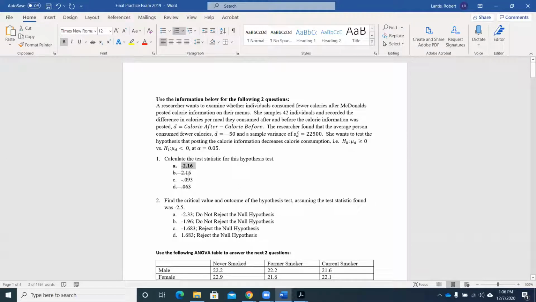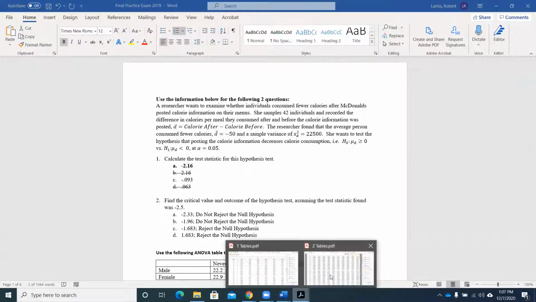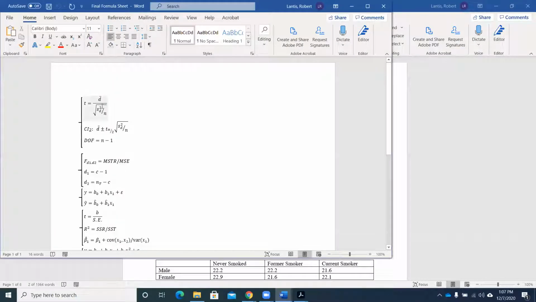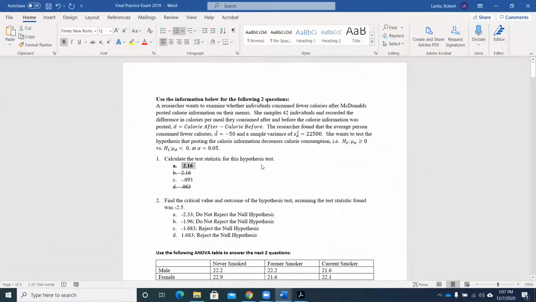I can't really help much on this one other than, once we identify the sample difference, it's probably easier than the last exam, because we really only have one test statistic equation, other than when we're looking at coefficients. Okay? So negative 2.16 here.